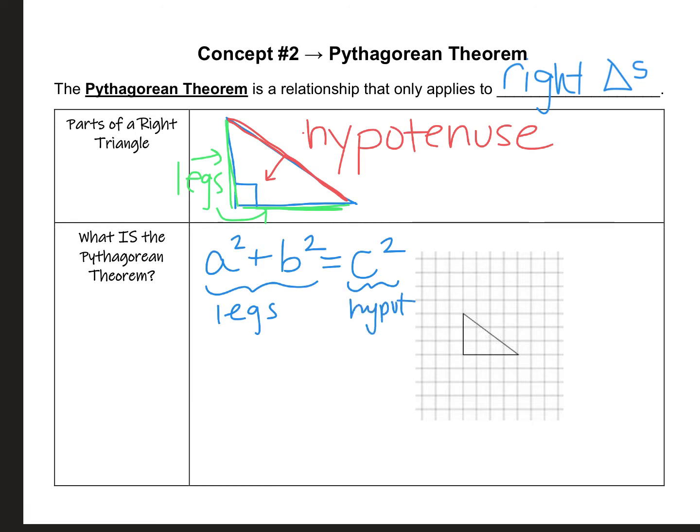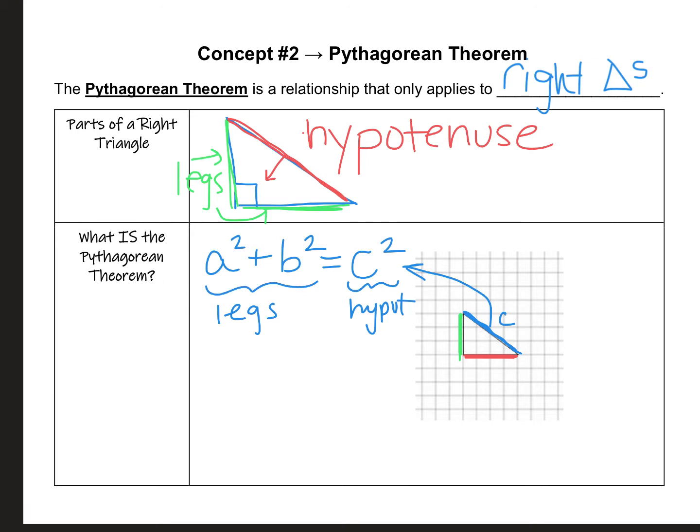So if we just look at the triangle right here on this grid, this would be the hypotenuse. So that length, whatever that length is, would correspond to our c. And then the other two, so here's one of our legs, and here's the other leg. Those would correspond to a and b. And because you're adding them together, it doesn't matter which one's which.